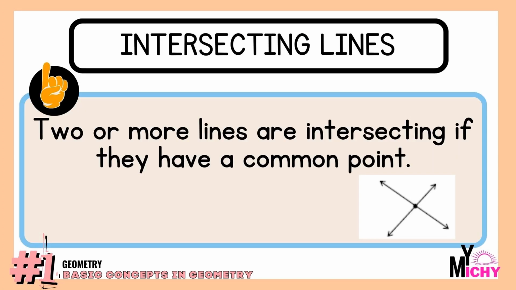Next, we have intersecting lines. When we say intersecting lines, these are two or more lines that have a common point. For example, let's have line L and line M. Line L and line M intersect at one point. This is the intersection point of line L and line M, meaning these lines are intersecting.